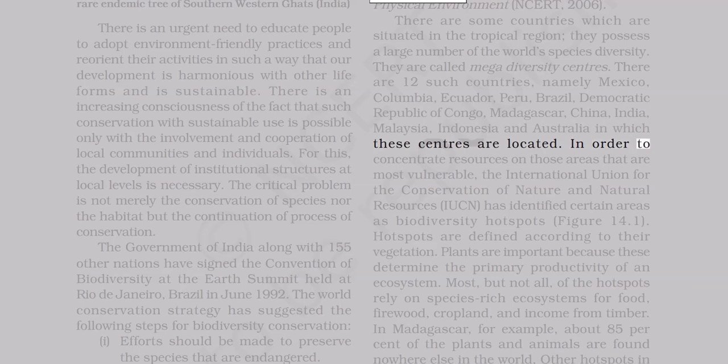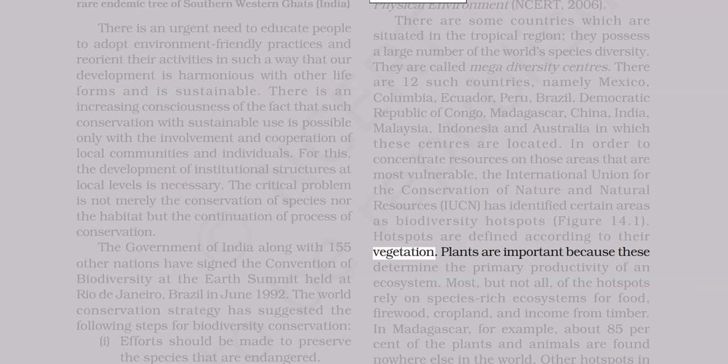In order to concentrate resources on those areas that are most vulnerable, the International Union for the Conservation of Nature and Natural Resources, IUCN, has identified certain areas as biodiversity hotspots. Figure 14.4.